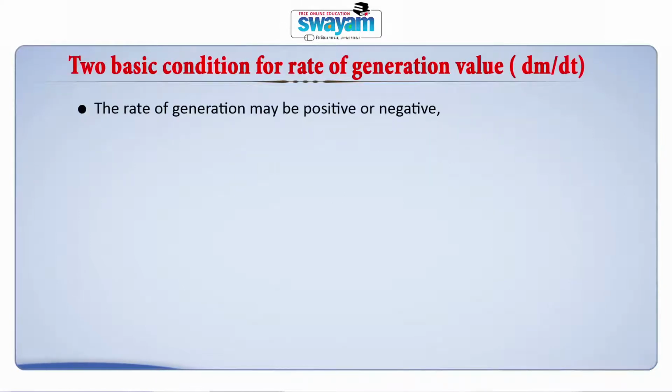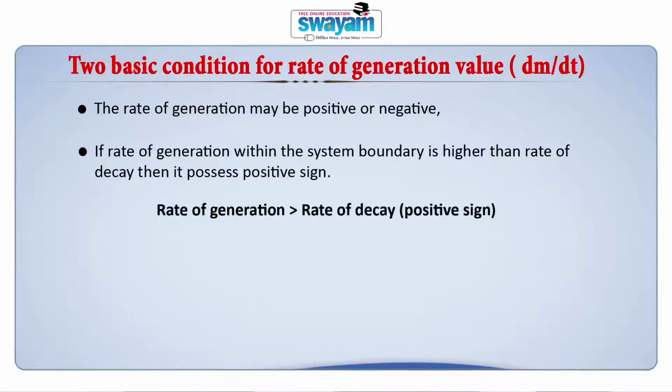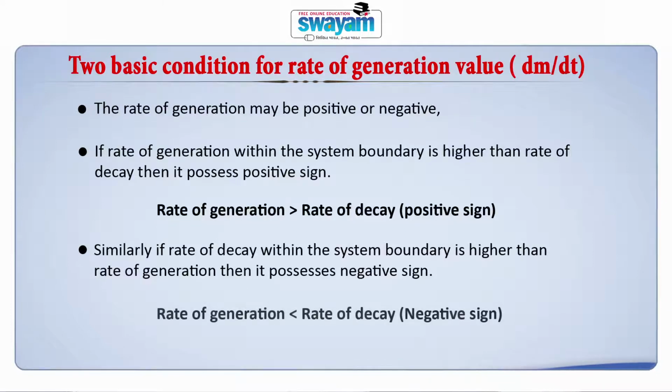When would you determine that the rate of generation is positive or negative? If the rate of generation within the system boundary is higher than the rate of decay, then you give it a positive sign, and if the decay within the system is higher than the generation rate, then you give it a negative sign.